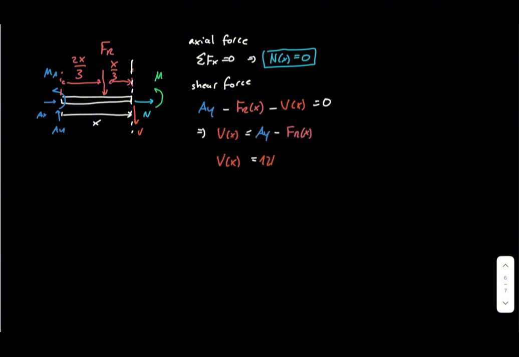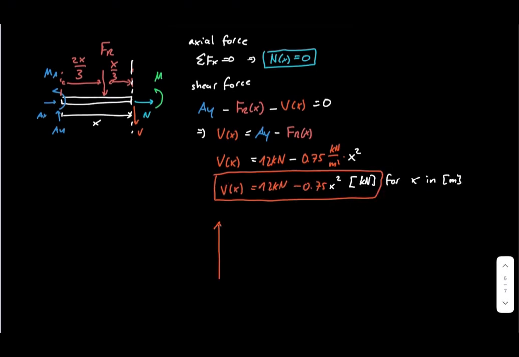The shear force function is 12 minus 0.75x squared kilonewtons. At the wall, where x is 0, the shear force is 12 kilonewtons. At the free end, where x is 4 meters, the shear force becomes 0.